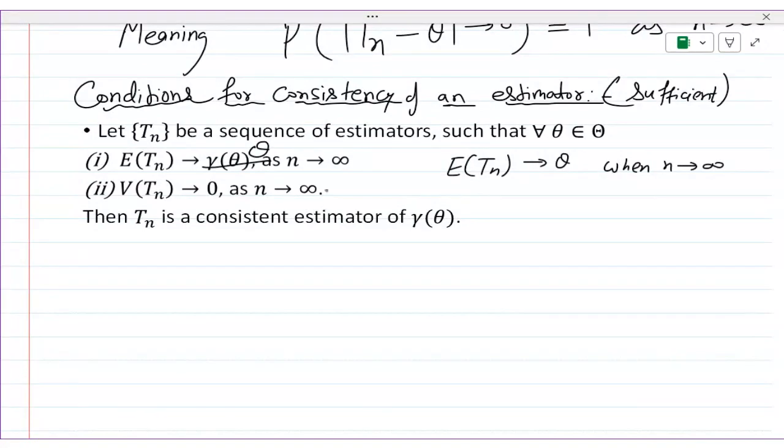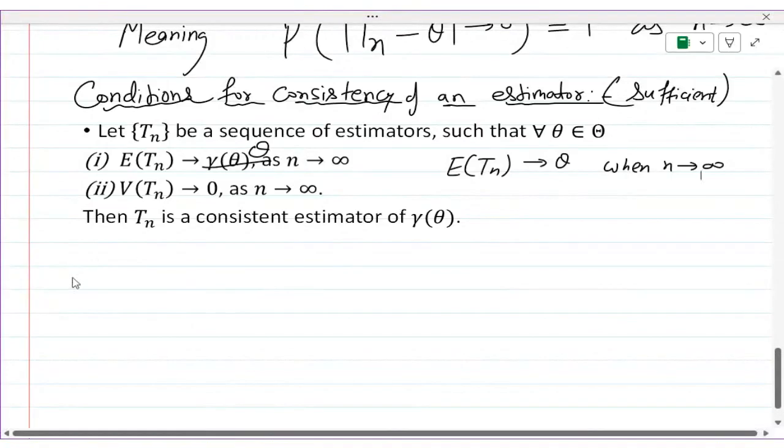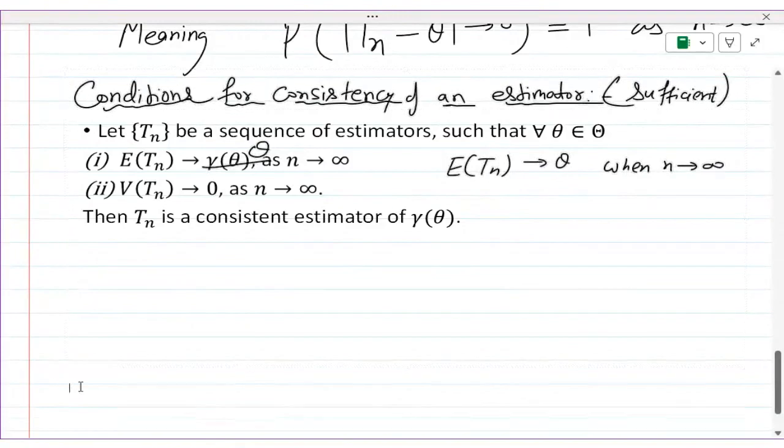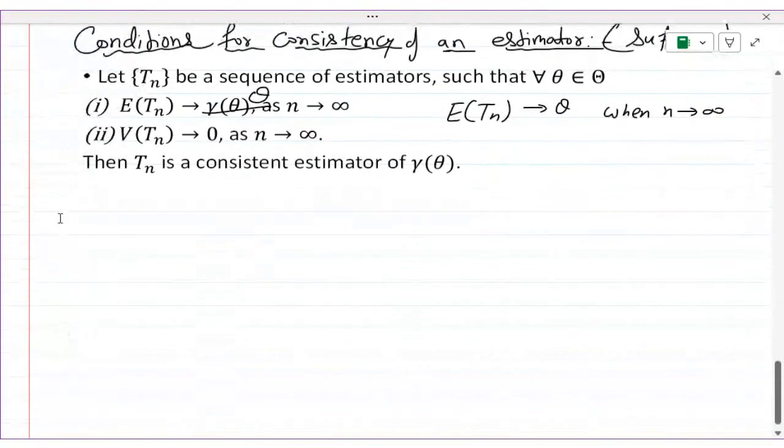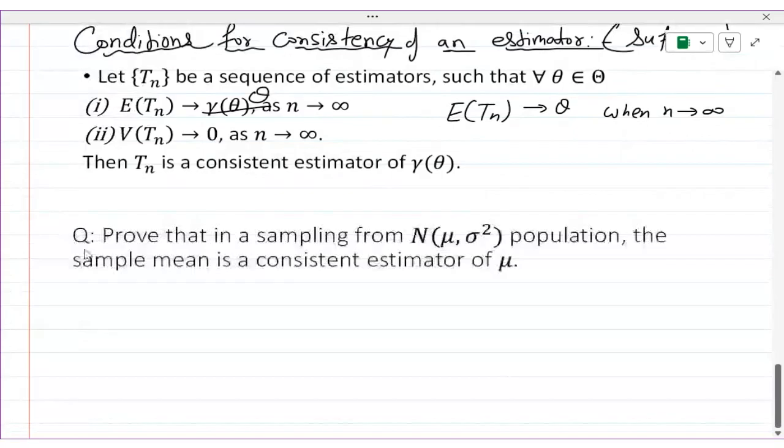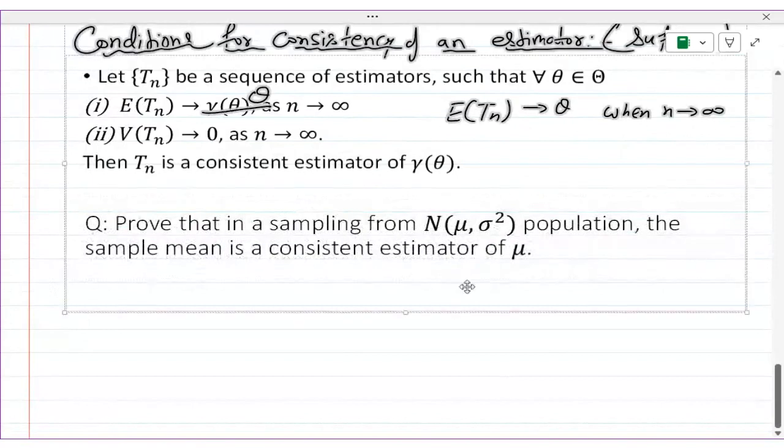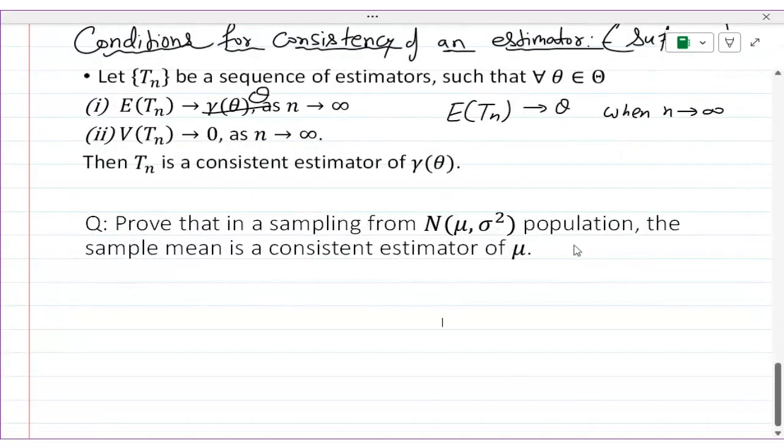I will give you an example. Let me give you an example here. So what is an example of a consistent estimator? The example of a consistent estimator is this one. Prove that if you do sampling from a normal population with mean mu and variance sigma square, the sample mean is a consistent estimator of mu. So we have to show that the sample mean is a consistent estimator.